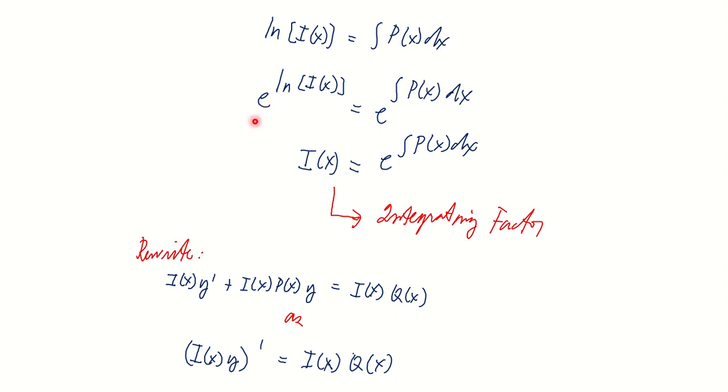So we can now remove the e and the natural logarithm symbol. So we are left with I of x, which is the integrating factor, and that's simply equal to e raised to the integral of p of x dx. Again, we don't know the expression that is equal to p of x, so we write it as it is. So our integrating factor will be I of x is equal to e raised to the integral of p of x dx.